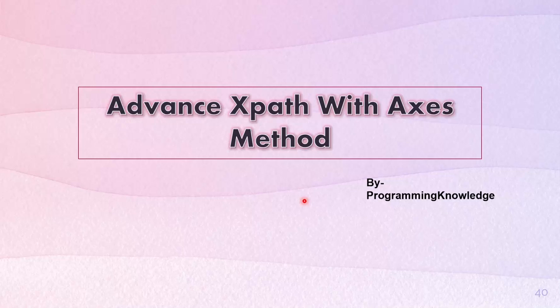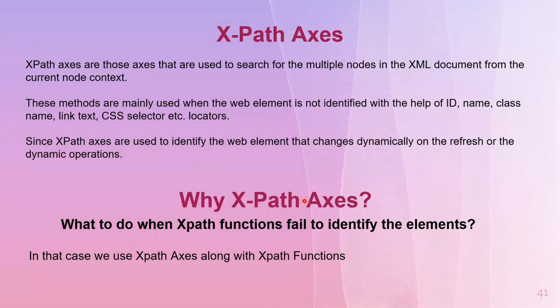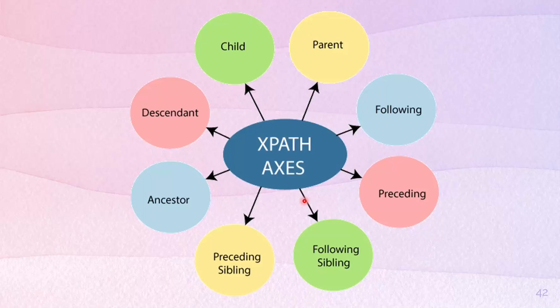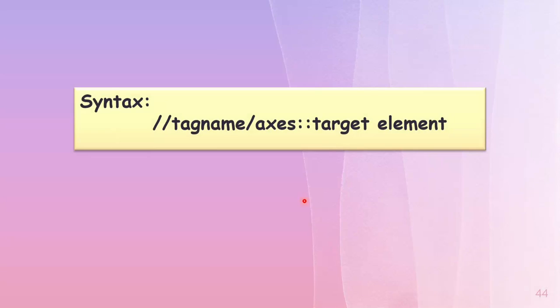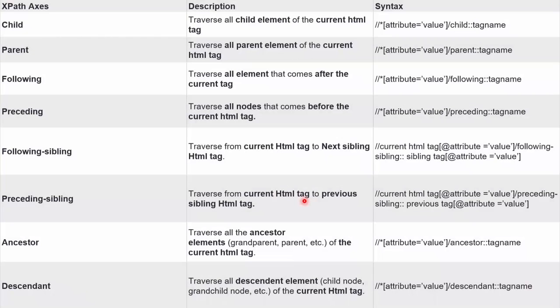So in this tutorial, we will learn about the advanced Xpath with their axes method, in which we will cover what is the Xpath Axes and why do we use this Xpath Axes. Also, we will understand the different types of Xpath Axes and their relationship with their nodes. This is the most important thing that we need to understand. Next, we are going to understand their syntax, their descriptions, and also we will implement it practically.